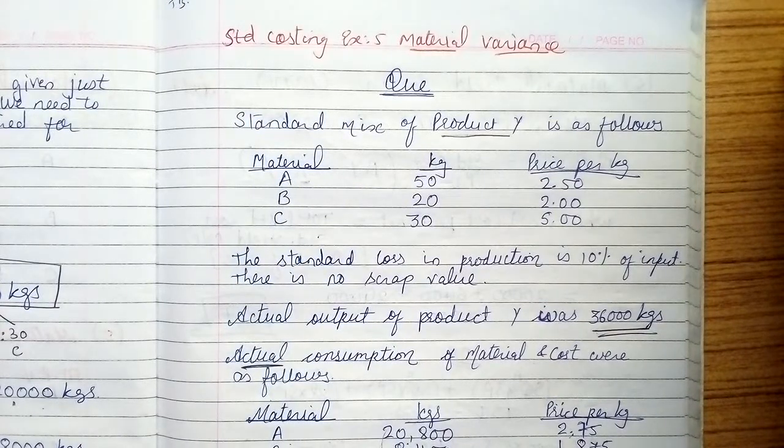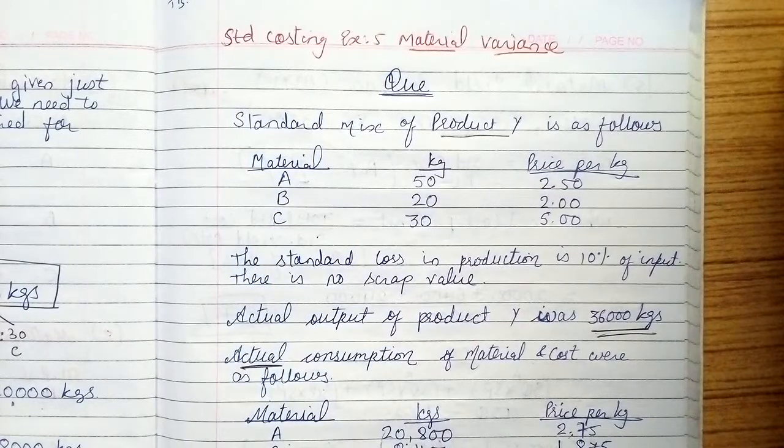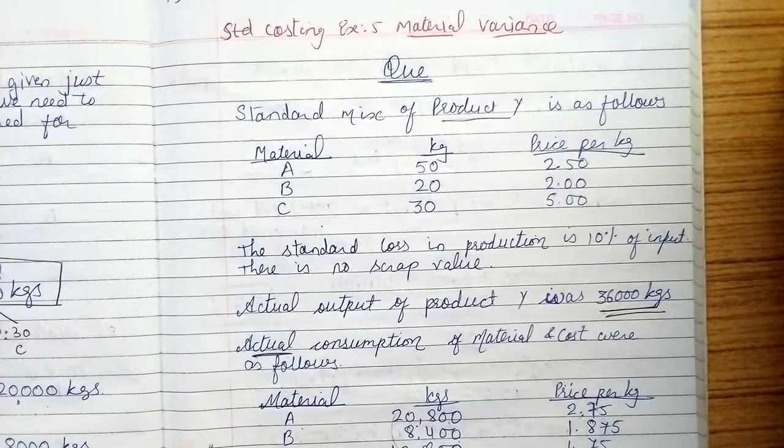Today we are going to solve example number 5 of our newly started unit, that is standard costing material, which is almost same as our previous example, that is question number 4. So let us have a look.